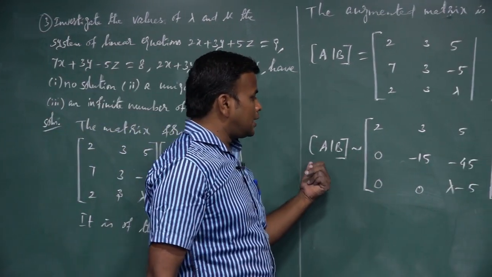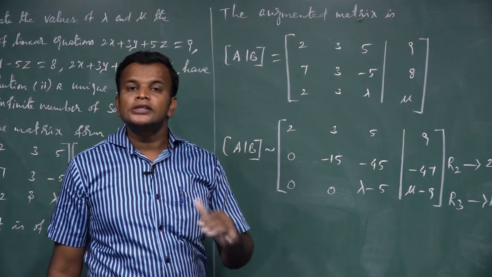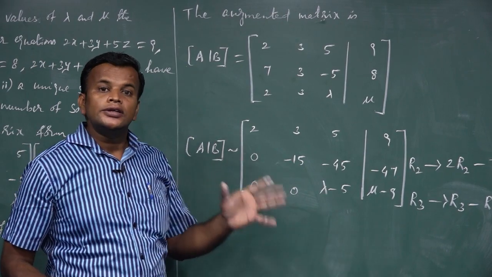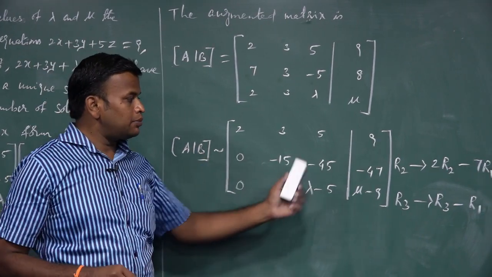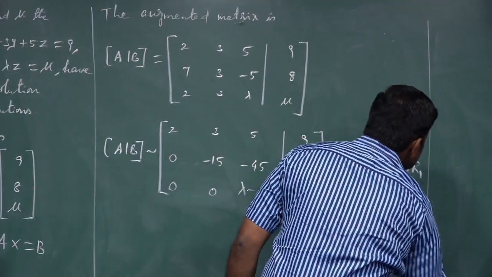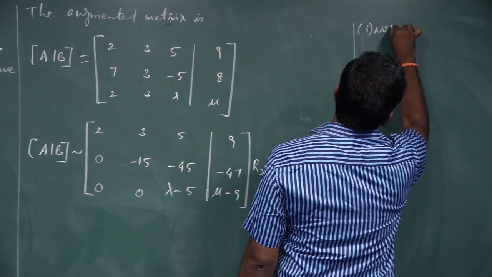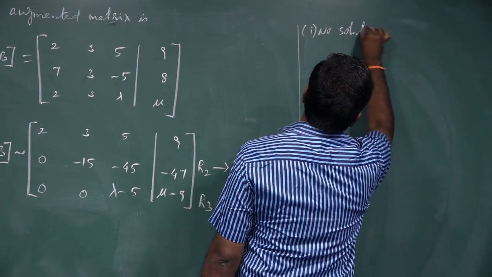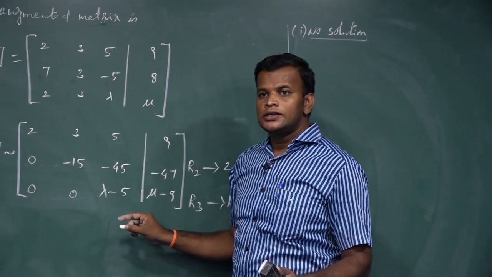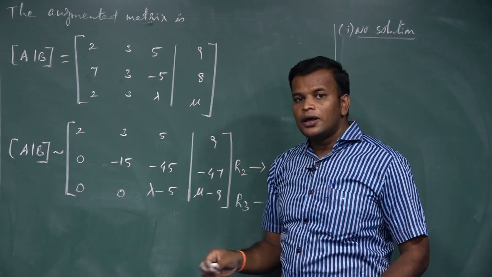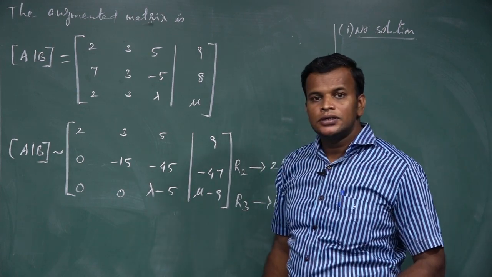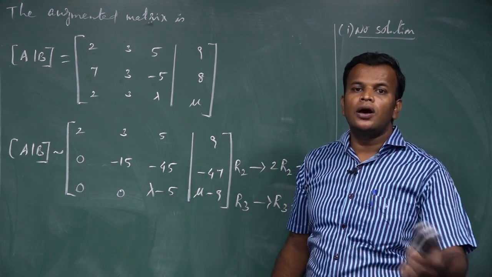I tell again, in the rank method, when the system has no solution, both ranks differ. That is, rank of A|B is not equal to rank of A. So we find for which values of lambda and nu the given system has no solution. That is, rank of A|B becomes 3, and the rank of A becomes anything except 3. It may be 2 or 1.